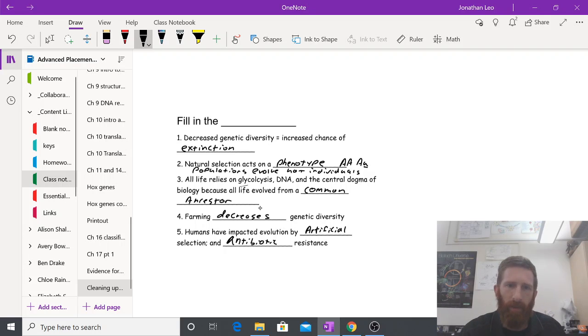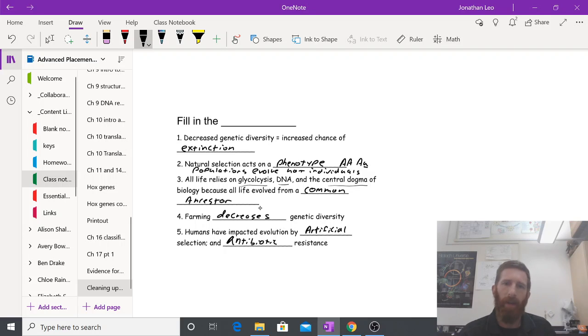There are certain processes like glycolysis. There are certain molecules like DNA. There are other processes like the central dogma, so DNA to RNA to proteins, which make you, that we all share because of a common ancestor. Or some people would argue common designer, possibly, but you'll see common ancestor on the AP test.